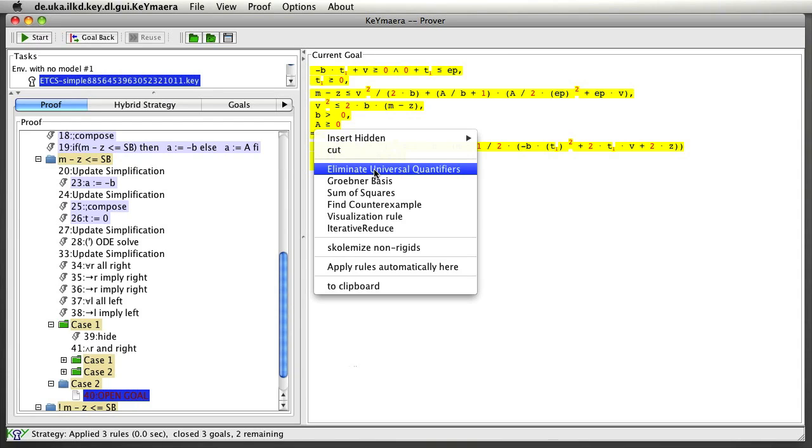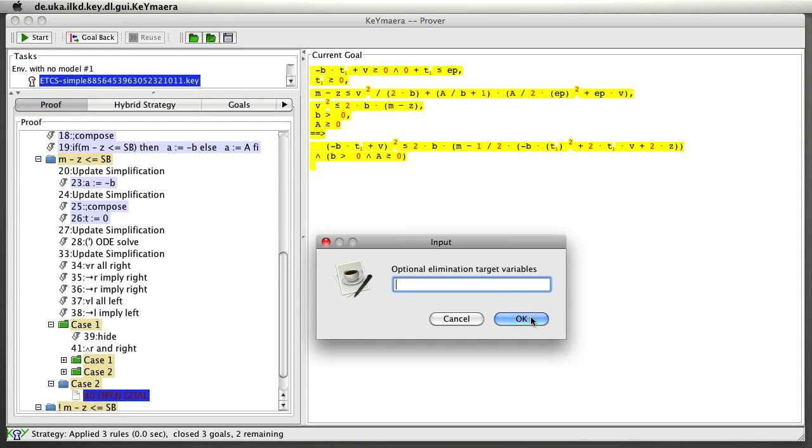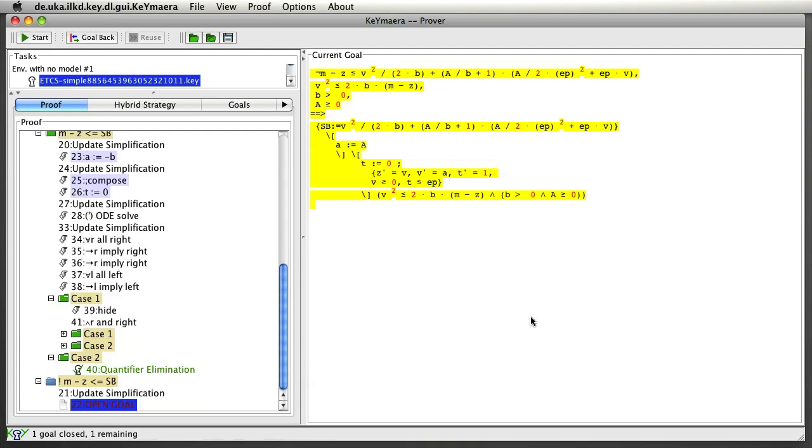So this is just an algorithm that deals with the first order arithmetic that we have left. We probably could have applied this pretty soon after we solved the differential equation, and it would have worked, but we just went through some rules to simplify the problem that we're sending out to the quantifier elimination. So eliminate universal quantifiers, and you can specify some variables to try to optimize that, but this should just work automatically, so we don't need to do that.